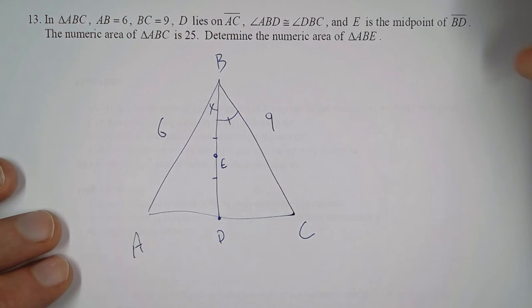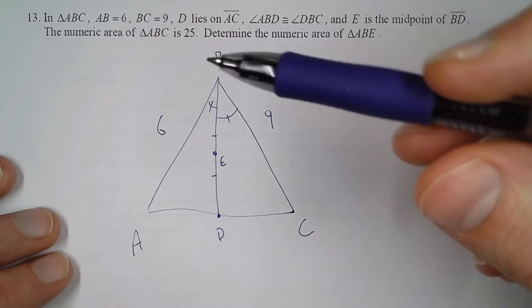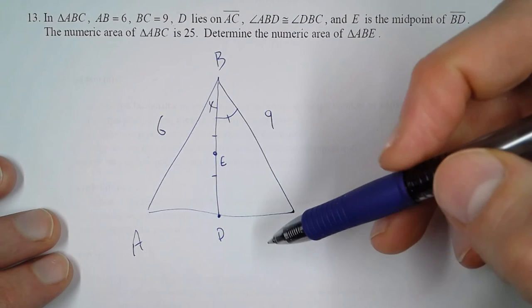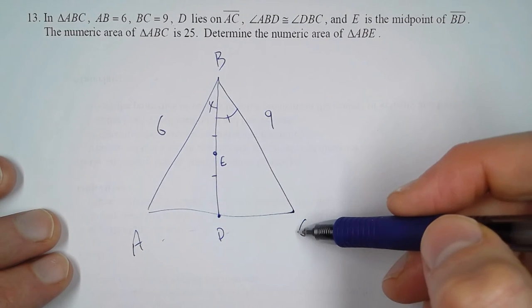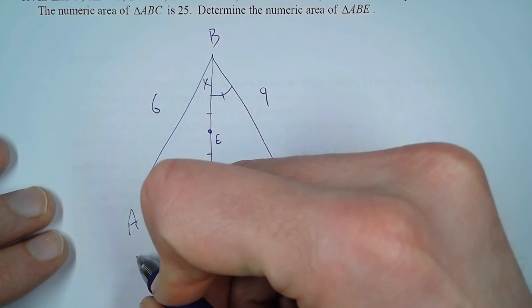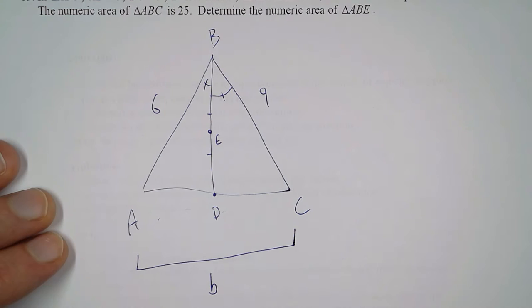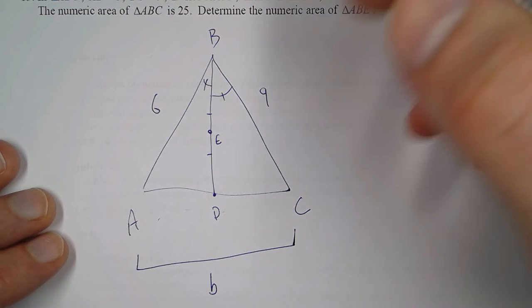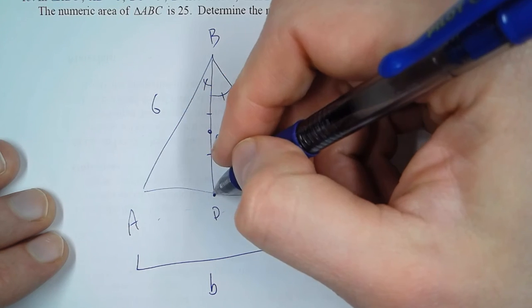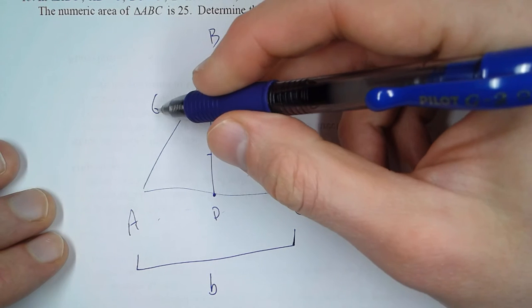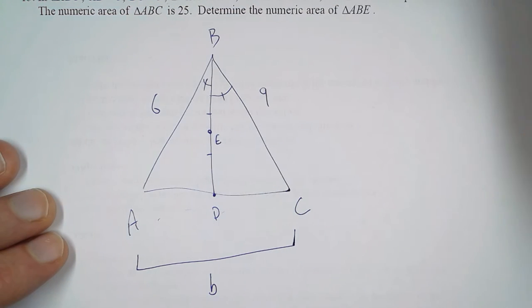All right. So how do we go about this? Well, one key thing about the angle bisector is that it breaks this up into two proportional pieces. So let's say that this is the base. Let's just call it B. Well, that means that this and this are proportional pieces, and they're proportional to this, 6 and 9.